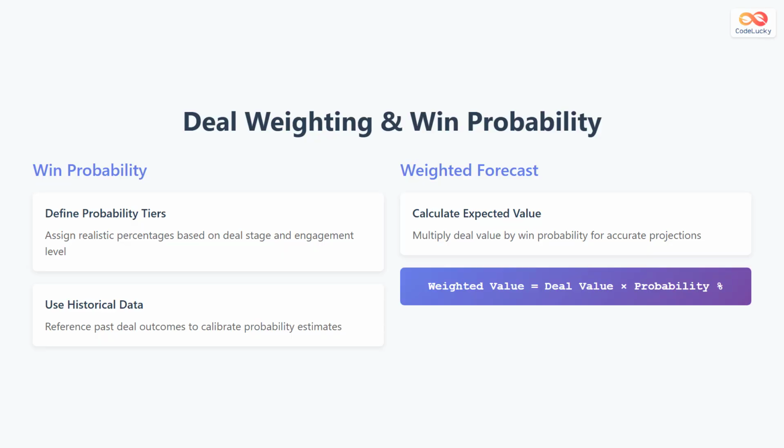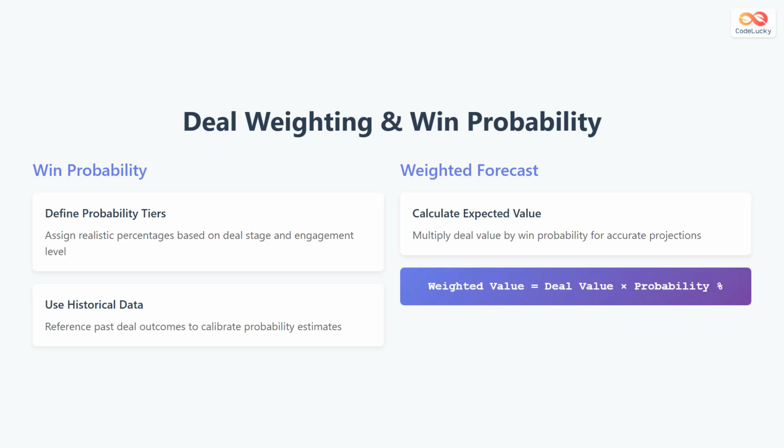Accurate forecasting requires 2 elements. First is win probability. Based on the deal stage and your historical data, assign a realistic percentage chance that this deal will close. Different companies use different percentages, but the key is consistency and honesty. A proposal stage deal might be 50% likely to win, while a negotiation stage deal might be 80%.